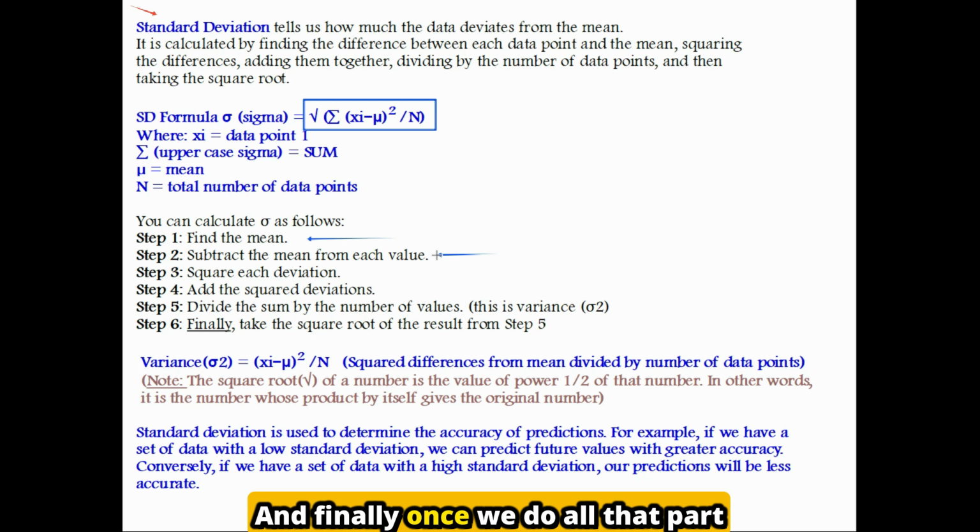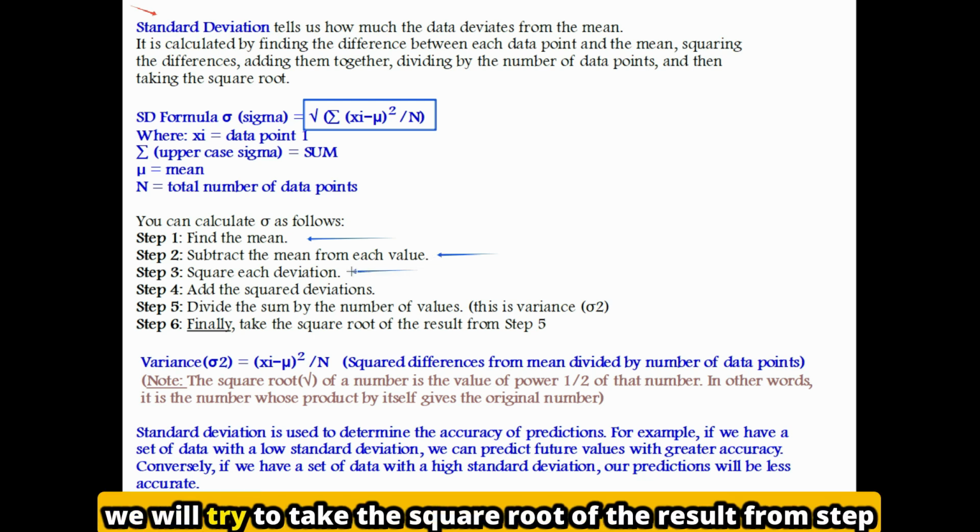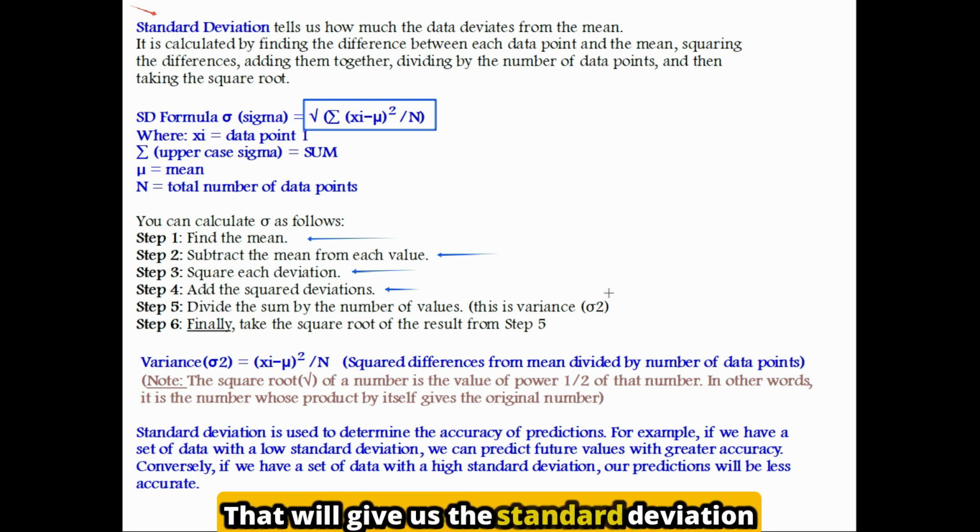And that is when we get the variance. Finally, once we do all that, we take the square root of the result from step 5. That will give us the standard deviation.